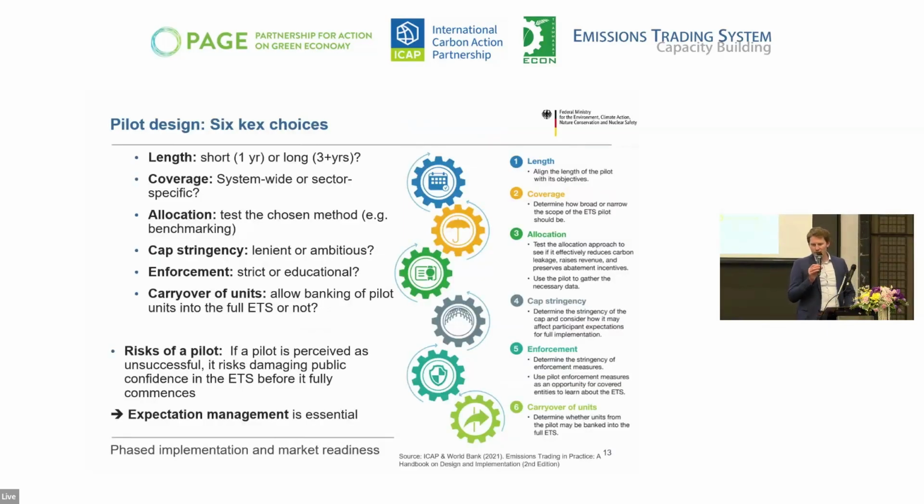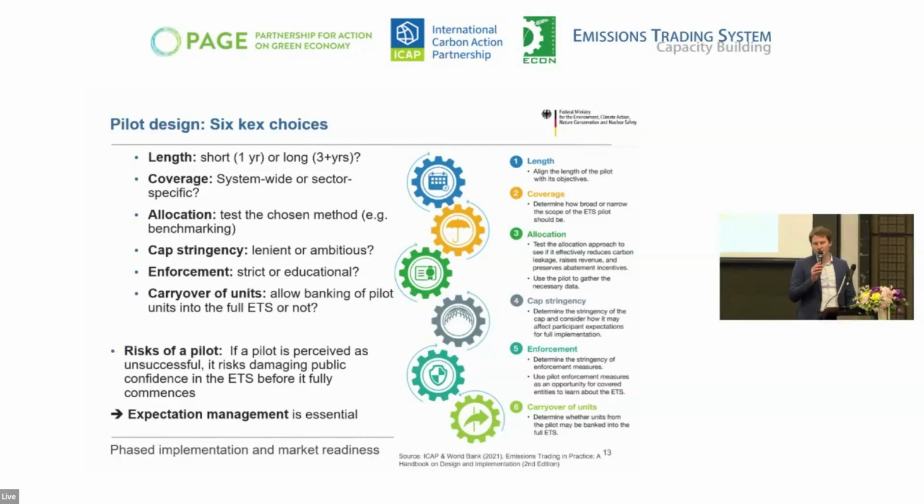When designing a pilot, there are a few design choices that need to be taken. The length: usually it's between 1 and 3 or 4 years, depending on the state of development and what is foreseen. What should be the coverage? You can start a pilot only with a select group of sectors, perhaps those where the data quality is best or that have the largest capacity to participate, or it could be system-wide. Allocation: the method that will first be used in the final ETS should be tested through a pilot.